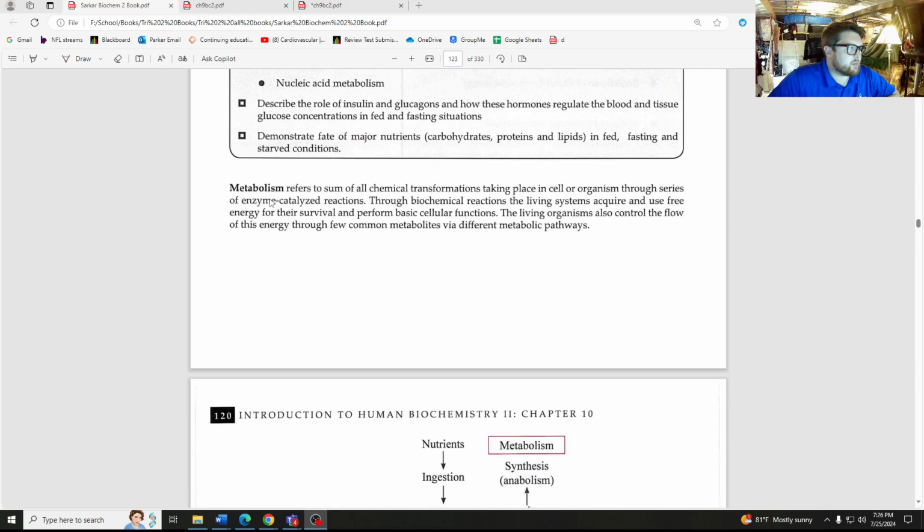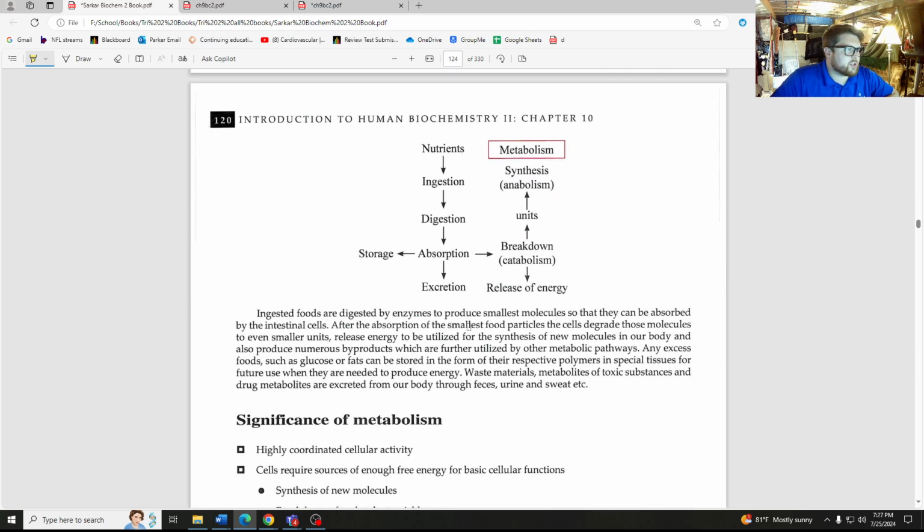So talking about metabolism in general, it refers to the sum of all chemical transformations taking place in a cell or organism through a series of enzyme-catalyzed reactions. That's a big key there. That is enzyme-catalyzed reactions. Through biochemical reactions, living systems acquire and use free energy for their survival and perform the basic cellular functions. Living organisms also control the flow of this energy through a few common metabolites via different metabolic pathways. So this whole process, right?